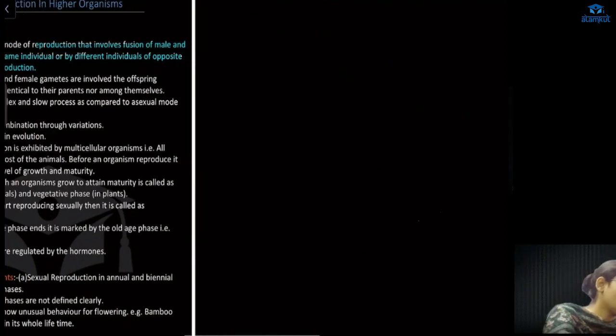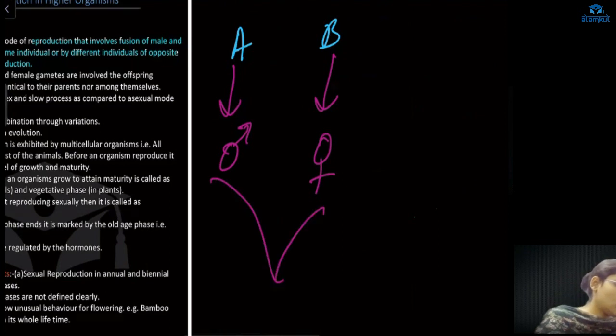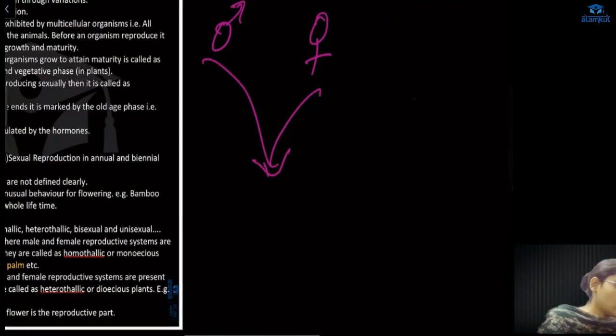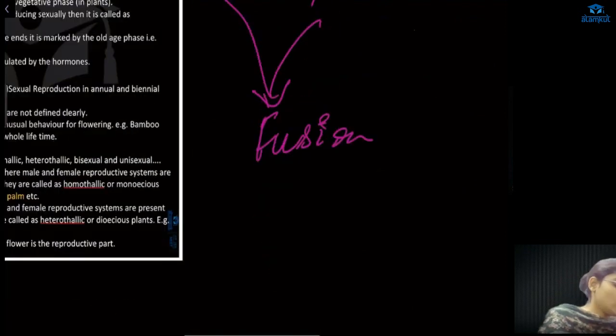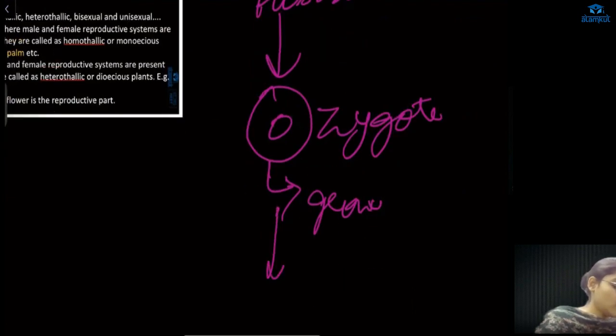Sexual reproduction means what? A and B, two parents are there. Then they will release their gametes like this. Male will release its male gamete, then female will release its female gamete, and then they will both combine, and then fusion will occur. After fusion of gametes, they will form a zygote, and then the zygote will be able to form a new individual. It will grow and form a new individual. So this is how sexual reproduction is done.